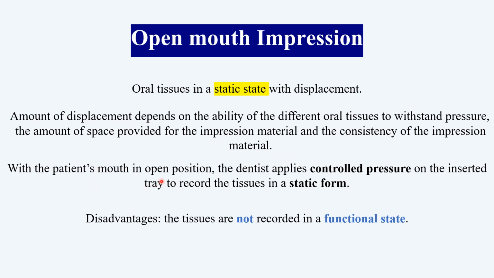With the patient's mouth in open position, the dentist will apply a controlled pressure on the inserted tray and record these tissues in a static form. Here it is not in a functional state. We don't use many movements. We just ask the patient to open the mouth and we take the impression with the controlled pressure of our hand.